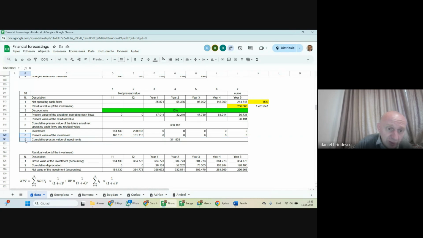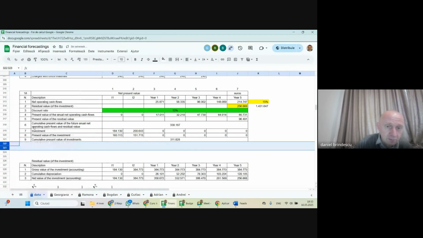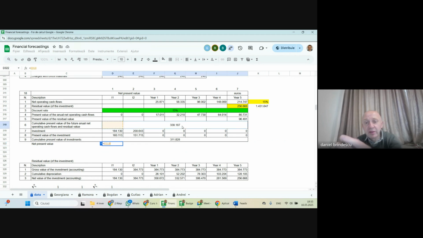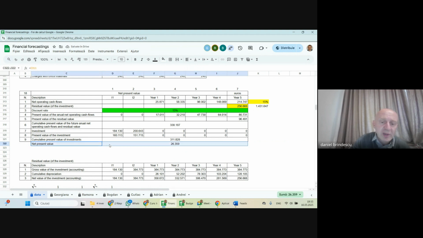The difference between the two, we call it net present value. So the net present value is calculated as a difference between the present value and the cost of it. This probably is the most important financial indicator in evaluating the financial feasibility of investments.